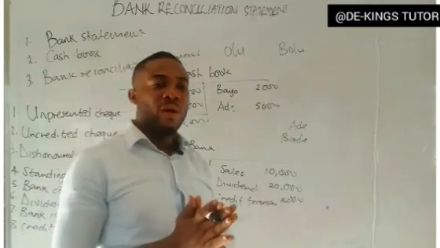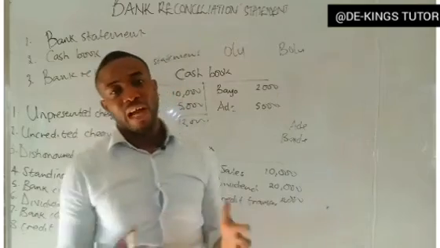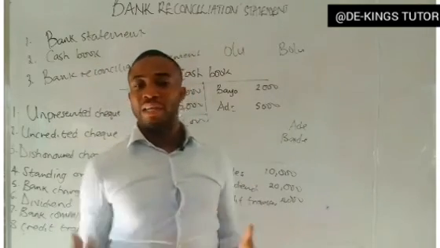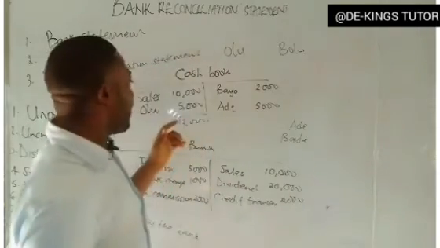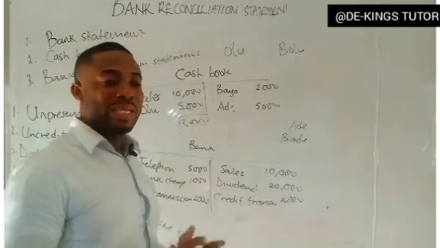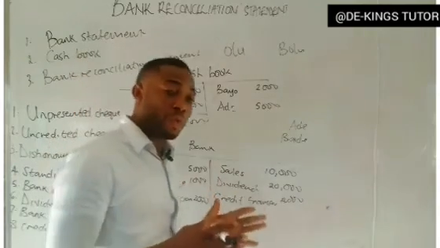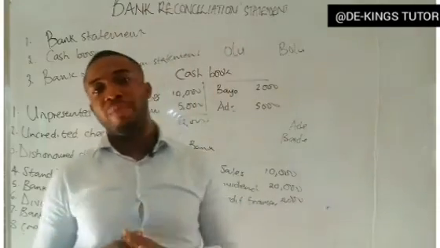So we tend to reconcile this error. Okay, another one is undercasting of the receipt side of the cash book, and also overcasting of the payment side of the cash book. Most times, if the receipt side of the cash book is undercast, that is, the actual amount that it was supposed to be was reduced, definitely it can cause a discrepancy.